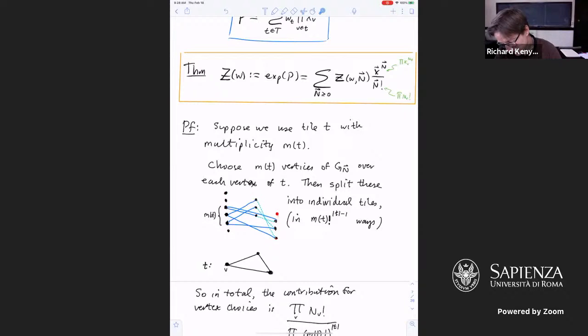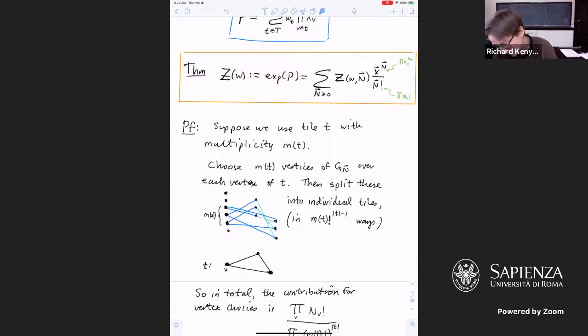So that's some sort of binomial coefficient over each vertex. But once I've chosen the subsets for each vertex here, I have to choose a corresponding subset of size M of T, right? 3 here, 3 here, 3 here. Then I have to decide how to connect these things up. To make a triangle, if I choose this vertex, I have to choose which of the 3 vertices over here it connects to make a tile. And of course, once I've chosen that one and that one, then the third edge is determined.